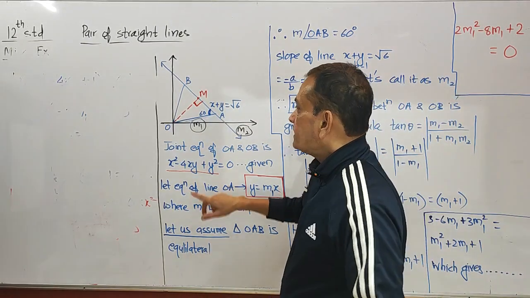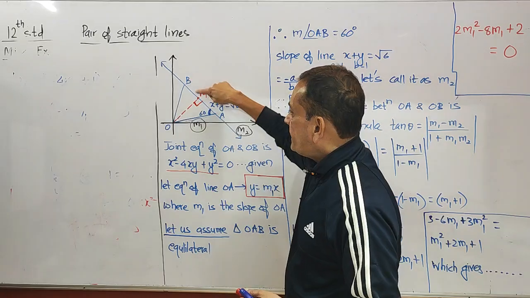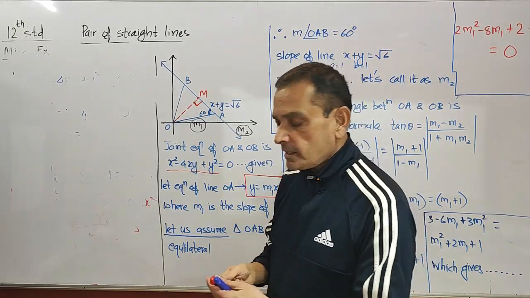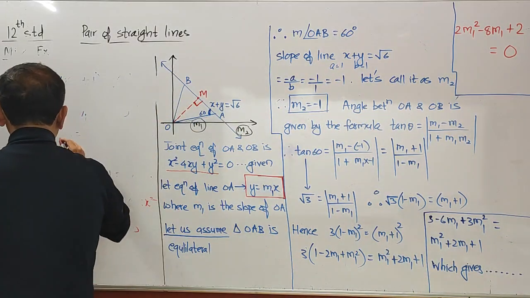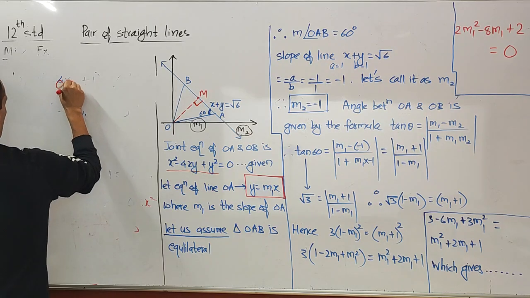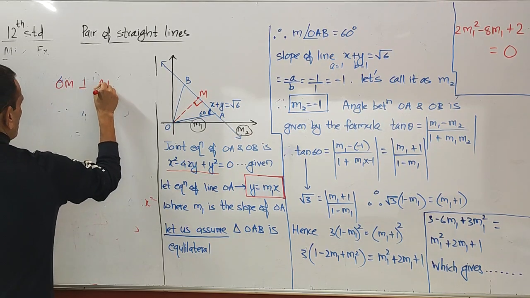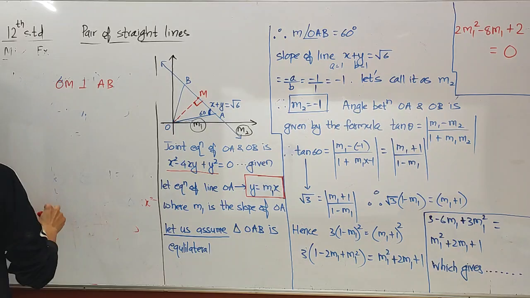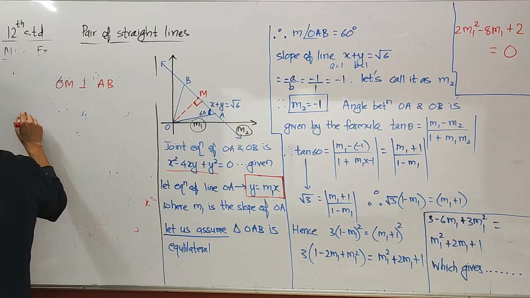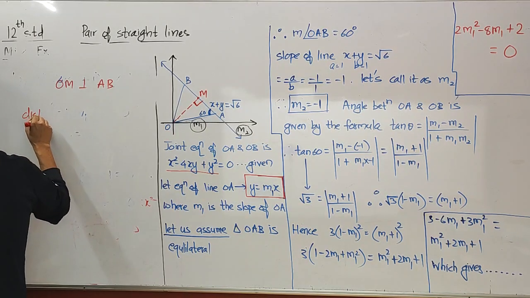Okay. To find the area, I have drawn OM perpendicular to AB. Height निकालना पड़ता है ना area के लिए. So OM perpendicular to AB. Therefore, distance OM.